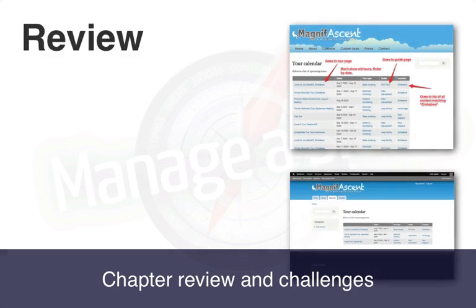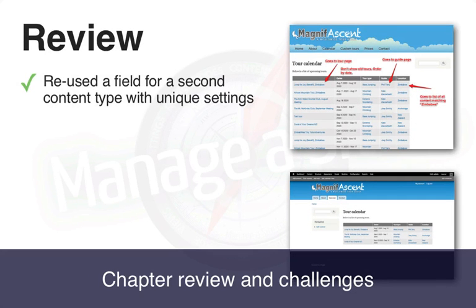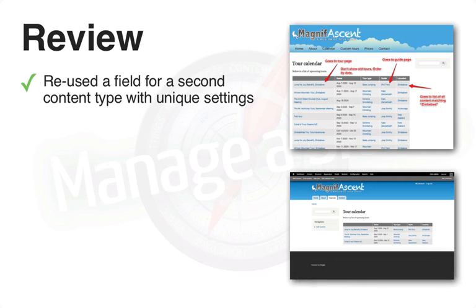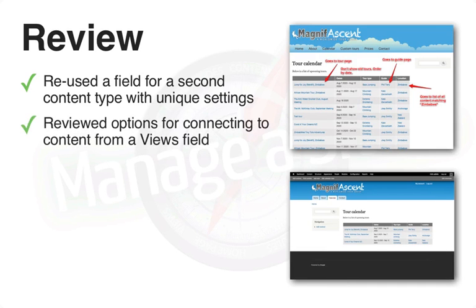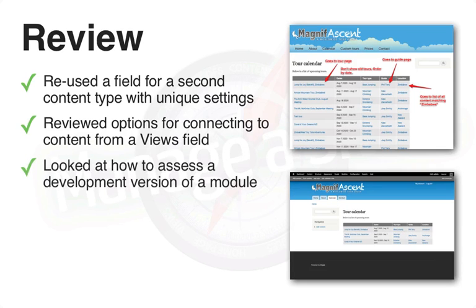Let's do a quick review. In this chapter, we took a field that we created in the previous chapter and reused it for a second content type. Then we reviewed various options for connecting content via a views field to other content, one of which was converting an item to a link, another which was using taxonomy references, and another which was using node references.